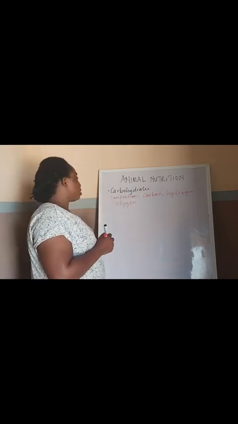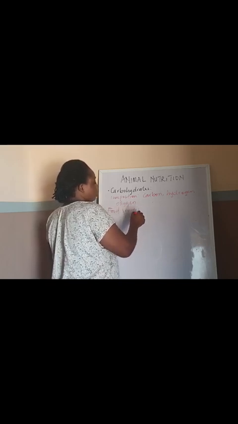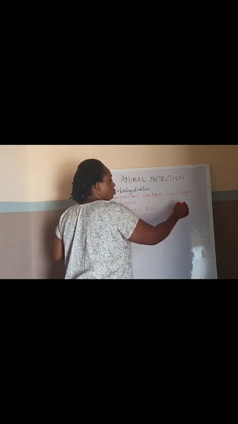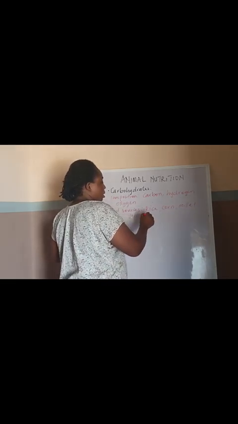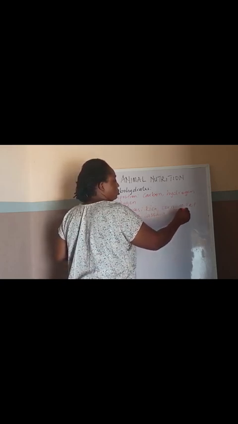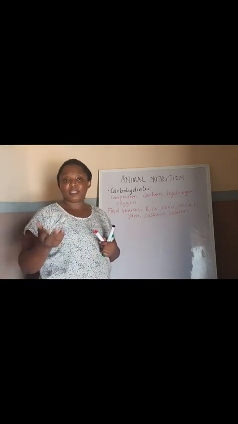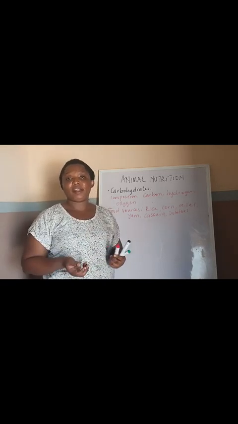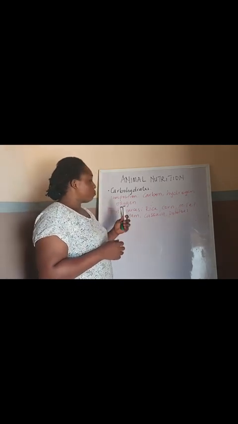Now, food sources of carbohydrates include rice, corn, millet, yam, cassava, potatoes, and so on. We have a lot of them. Some are processed, like bread is a processed food, but it contains carbohydrates. So we have a lot of foods that are sources of carbohydrates.